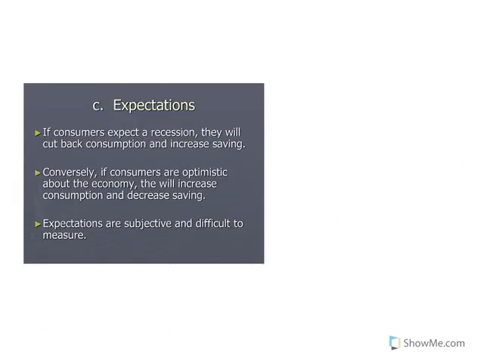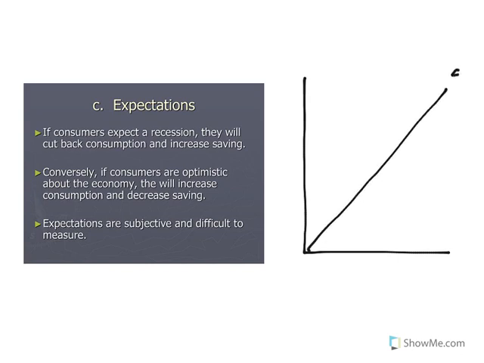The second factor that alters autonomous consumption would be our expectations. So again, we can look at it the same way. You start out with your consumption function, which again is illustrating all of the consumption that is dependent upon disposable income. And then of course, the point that we intersect, that's the autonomous consumption.